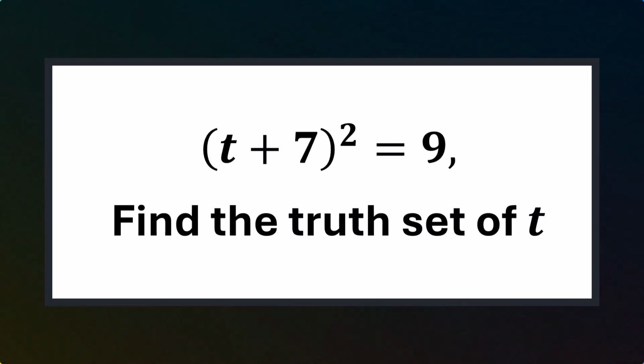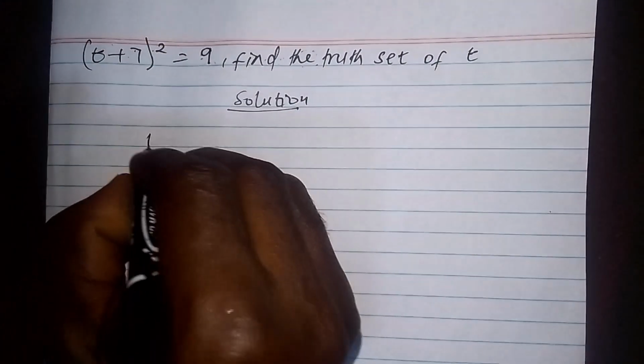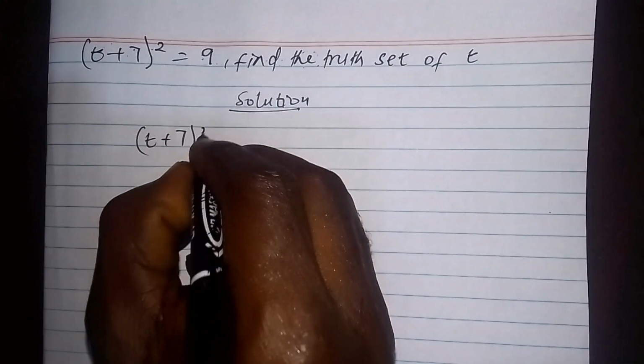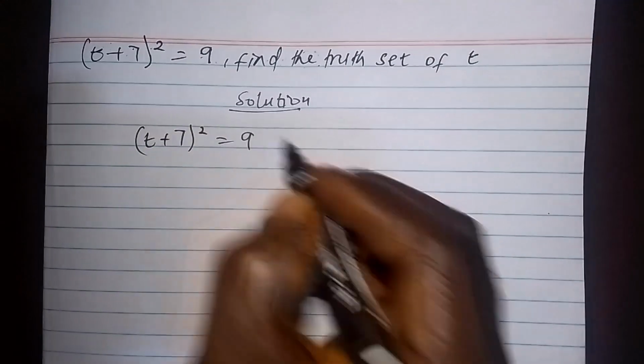(t plus 7) all squared is equal to 9. We want to find the truth set of t. Let's get straight to it. Given (t plus 7) all squared is equal to 9.